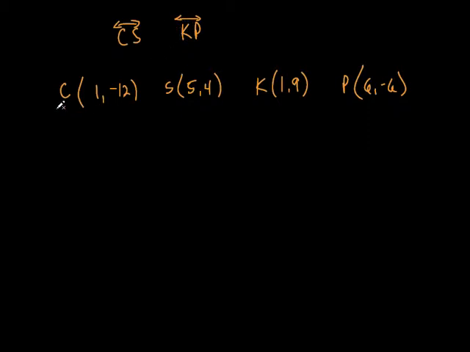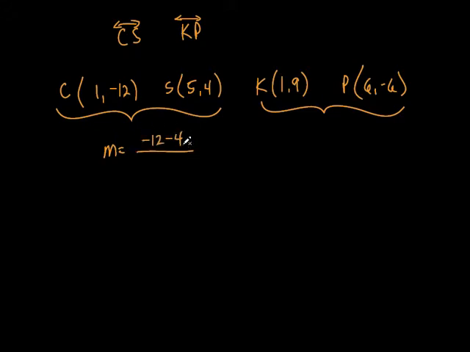So how do we determine? Here's CS right here, isn't it? That's line CS between those 2 points. This is KP right here. How in the world do we know if they're parallel? The slopes, right. We find the slopes between them. If the slopes are equal, they're parallel. If the slopes are negative reciprocals, then they're perpendicular. So let's find the slope. So the slope is the change in y, negative 12 minus 4, over the change in x, 1 minus 5. So that's negative 16 over negative 4, and that simplifies to be a positive 4.